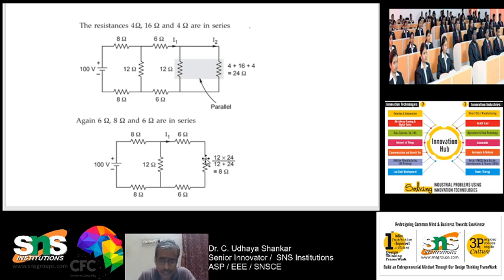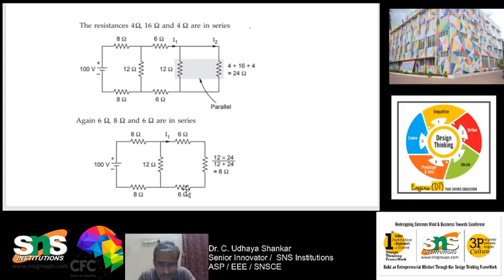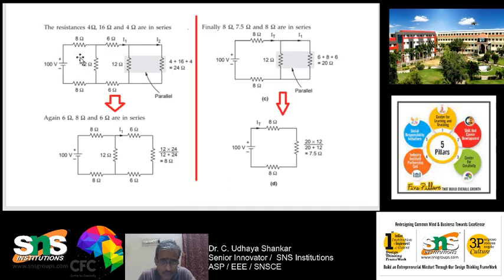Is it okay? So now you can see that these three resistances are connected in series. So now we can add 6 plus 8 plus 6. So 6 plus 6 is 12, and again 12 plus 8 is 20 ohms. So that is what is written over here. So here you can see that 20 ohms. So here this has been converted to here, and this 20 ohms is there.